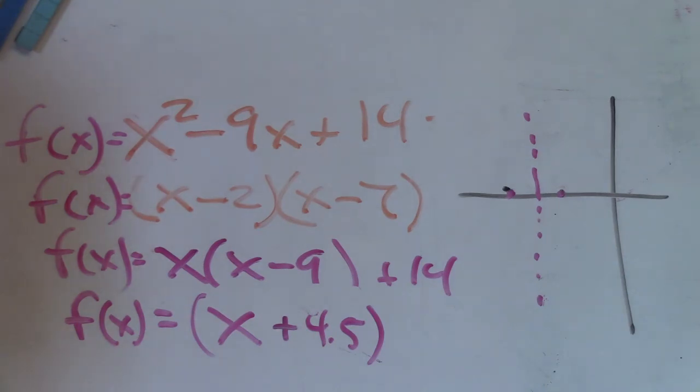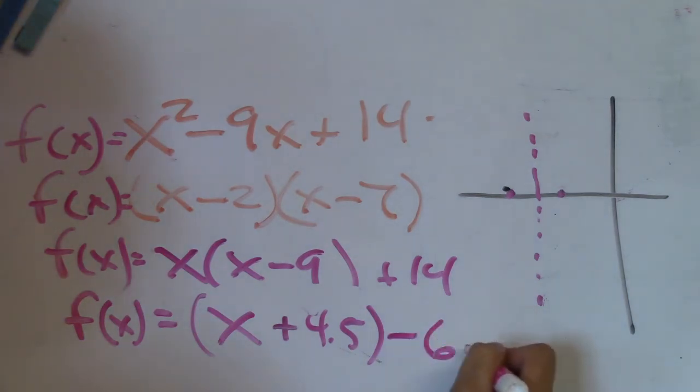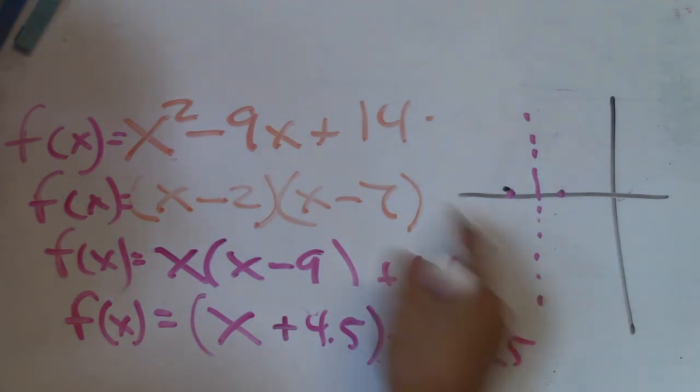Get 9. Wait a minute. Oh, square. I square it. If I add those two together, I get 9. I misheard you. Yeah. 4.5 squared is 20.25. But it's not 20.25 like you said. I have to subtract 6.25 because it's 14.